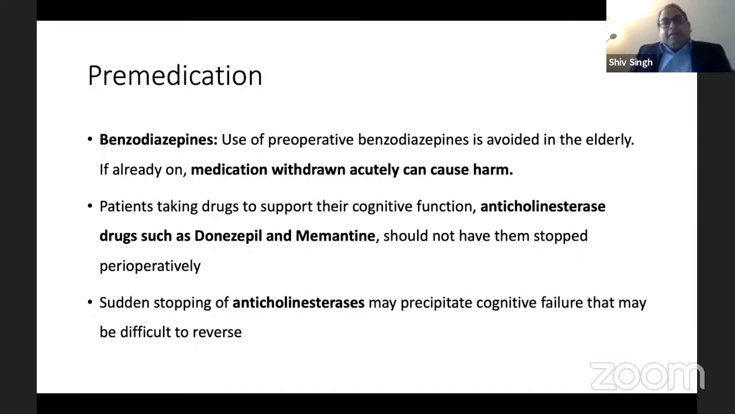Pre-medication, introduction of benzodiazepines to the elderly should not be done. It's a risk factor, but withdrawal of benzodiazepines from patients who have been on them for a while is also a risk factor for POCD. If the patients have been on anticholinesterase drugs like donepezil and memantine, they should not be stopped. Rather, it should be made sure that the patient gets these memory-enhancing drugs so that they do not cause problems in the postoperative period. So do not stop them suddenly. Okay. This can precipitate cognitive failure in the elderly.